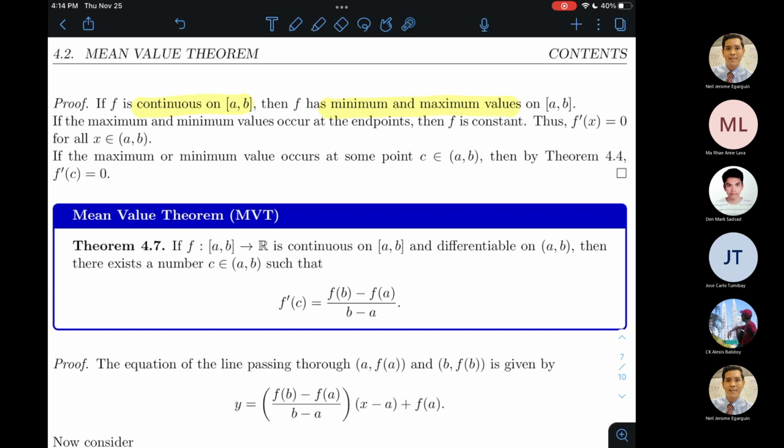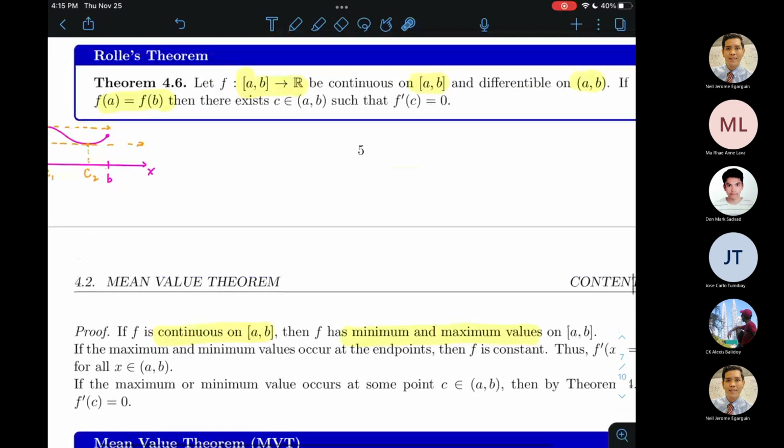First case, kapag yung maximum at saka minimum values ay doon nag-occur sa endpoints, either kay a at saka kay b, all right? So ibig sabihin, yung maximum at minimum values ay nag-occur sa a at saka si b. So ibig sabihin parehas maximum at minimum si f(a) at saka si f(b), whatever combination they might take. Pero may assumption nga pala sa Rolle's Theorem that f(a) must be equal to f(b). So if the maximum and the minimum will both occur at the endpoints, ang function value dun sa dalawang endpoints ay equal sa isa't isa.